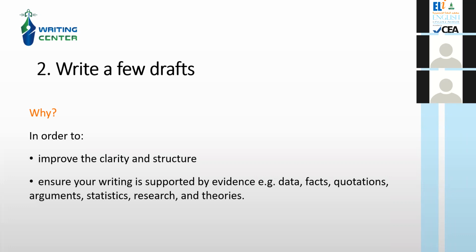So, whatever I've chosen here, with all my respect to your brilliant ideas, to choose which paragraph is better. Yes, to improve your writing, exactly. Improve the clarity and structure, okay? To ensure your writing is supported by evidence, e.g. data, facts, quotations, arguments, statistics, research, and theories. When you write a research paper, this means that you have selected to write critically. You need evidence. It's empirical. Exactly, yes, thank you, Ms. Dalia. To arrange my results and discuss them. Yes, okay. Yes, you are going to discuss everything.